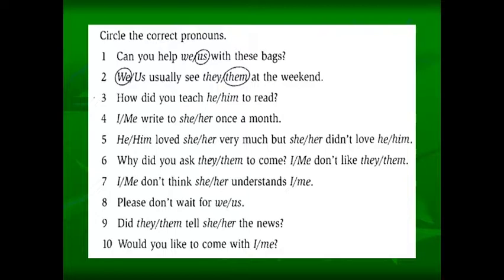Okay? Please don't wait for us. Now I'm talking about us, but I'm talking about us at the end of the sentence, so I can say us. I can't say please don't wait for we, okay? If I wanted to change this sentence with the same meaning, I could say we'll be there, okay? Number 9, did they/them tell she/her the news? So did they tell her the news?